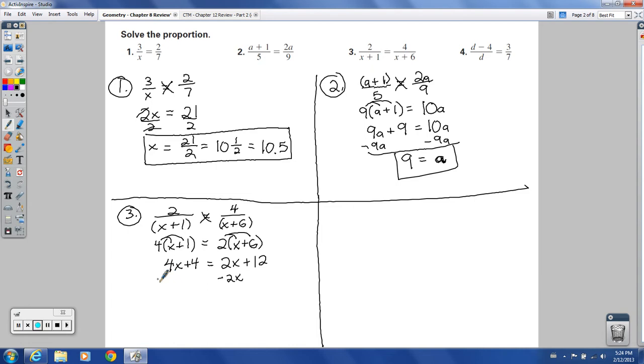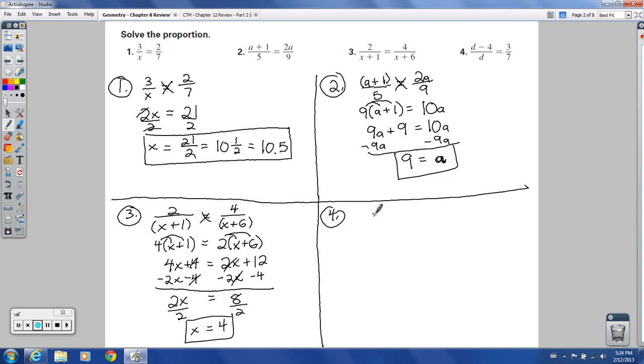Now here you can subtract 2x from both sides. That gets your x's on the left side. This will cancel out here and here. And so I want to move my regular numbers to the other side. I can subtract 4 to do that. That's the easiest way, I think, to do this one. And finally there, divide by 2. You've got your answer, x equals 4.